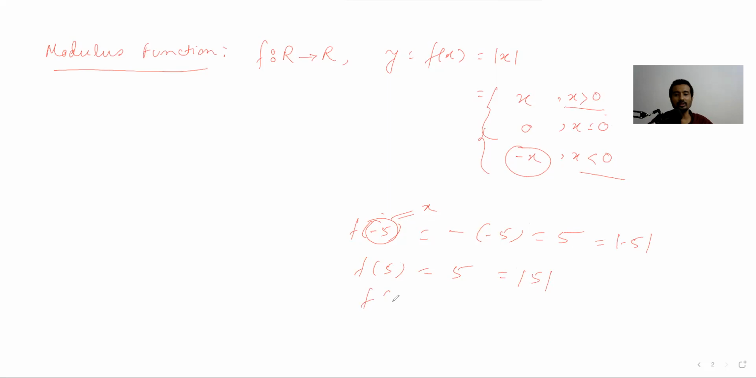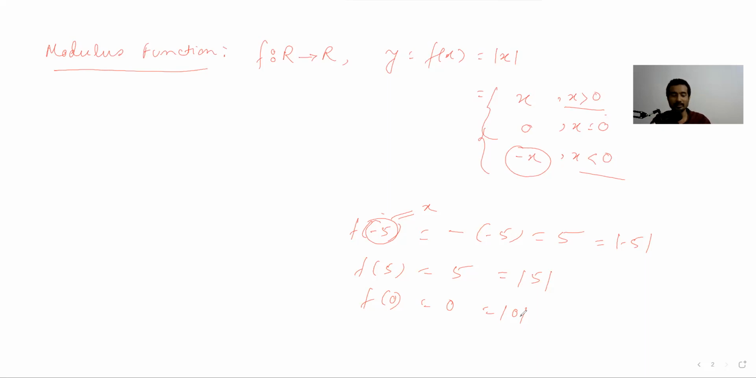And if it is 0, then of course modulus of 0 is 0. So this is known to all. I think all of you know these definitions of modulus function. So this is how this modulus function is defined, and it is very simple. It is a very simple function.